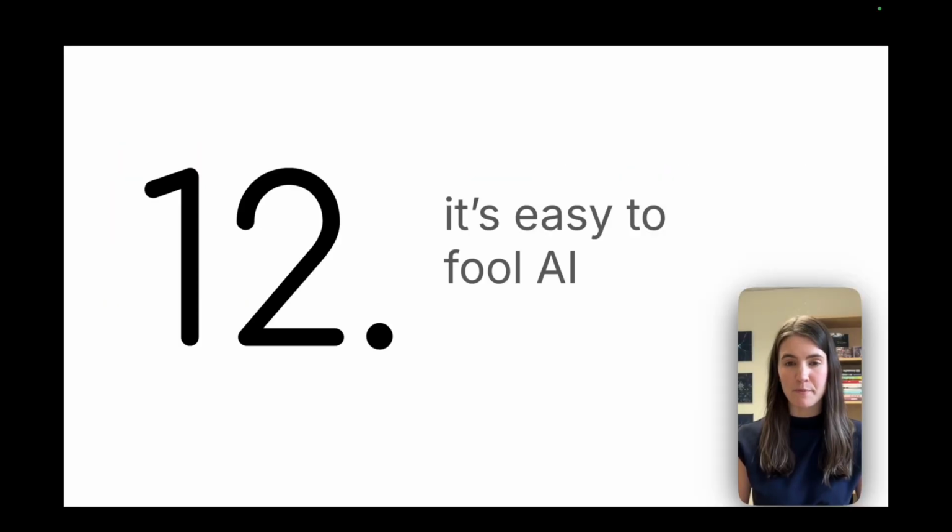Welcome to episode 12. Did you know that it's really easy to fool AI models? One of the causes of this is what we talked about in the previous episode, when we talked about neural networks being black box models, where we can't actually map inputs to outputs, and we don't really understand what's going on inside of the model. This makes it really easy to fool AI.